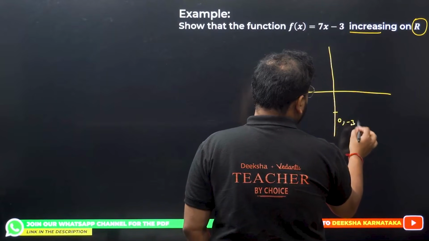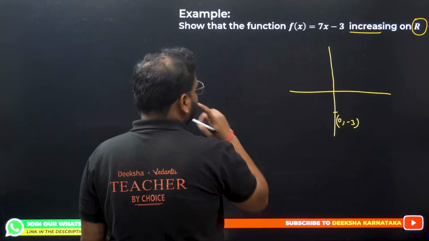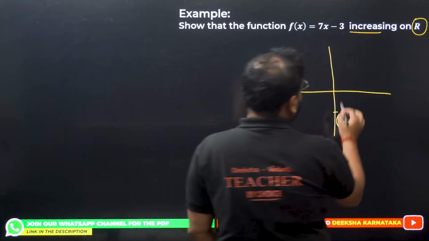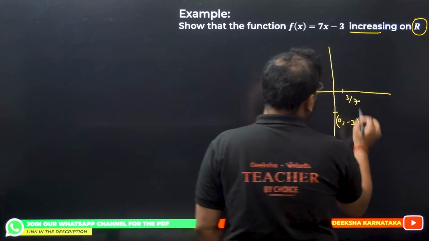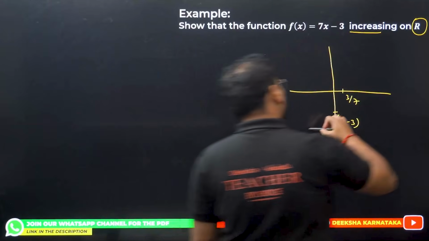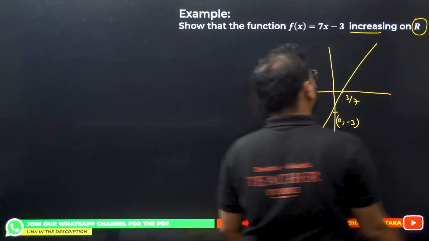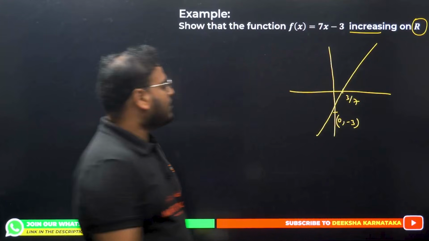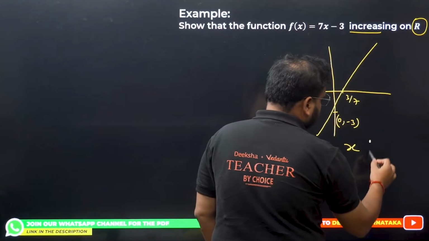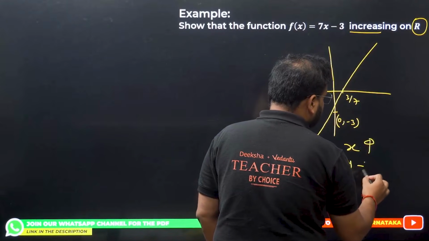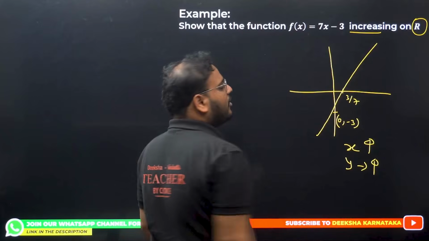0 comma minus 3. Take this y value as 0. You're going to get x as 3 by 7. Basically, if you draw the line, it will come like this. If you can get the graph, check this out. When x increases, y also increases. It means it is increasing in nature for all real numbers.